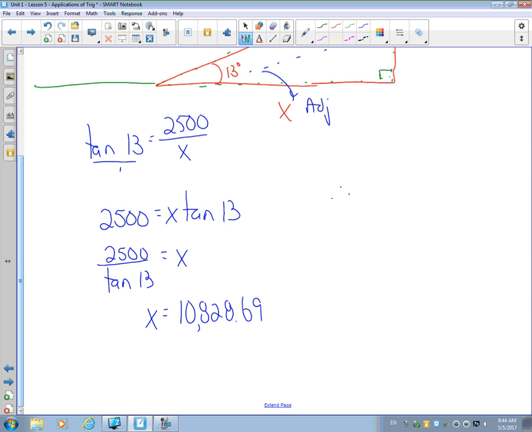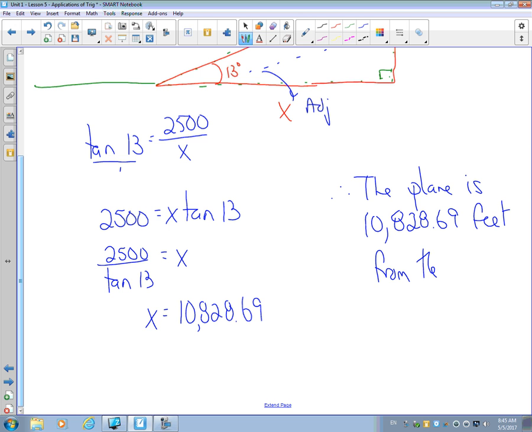Okay, therefore the plane is approximately 10,828.69 feet from the runway.